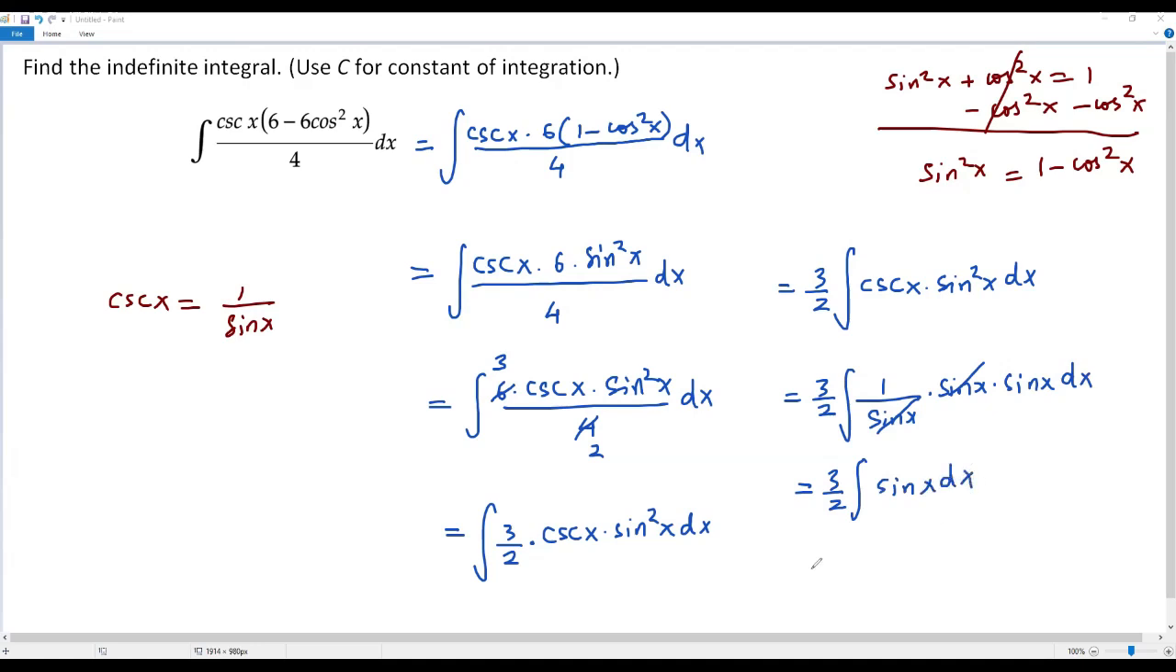3 over 2 times the integration of sine x, which is negative cosine x. Since it's an indefinite integral, once we are done with the integration process, we always have to add the constant of integration C. So let me add the constant of integration C. Now we can multiply this 3 over 2 and negative cosine x. In that case, I'm getting negative 3 over 2 times cosine x plus C. So this is the evaluation of the given indefinite integral.